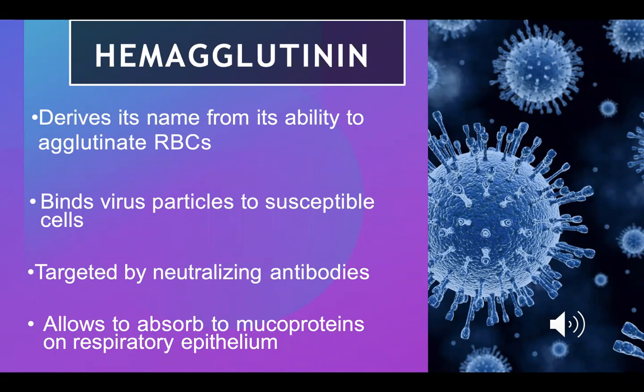And then hemagglutinin needs to be cleaved into its HA1 and HA2 subunits so that the virion can become infectious. Cleavage must occur so that the attachment can be successful. If hemagglutinin does not undergo cleavage, the virus will not be able to attach onto the receptor sites of susceptible cells.